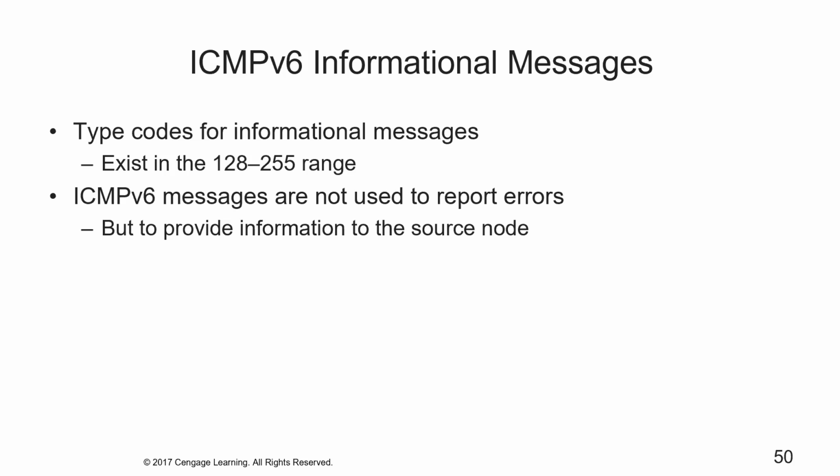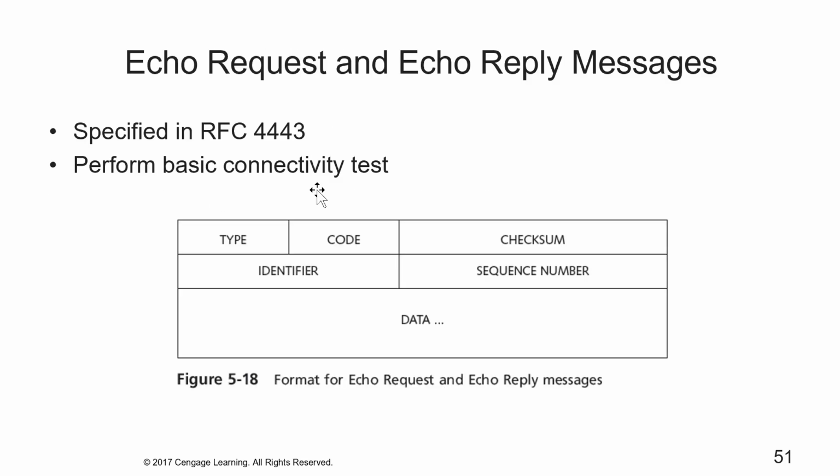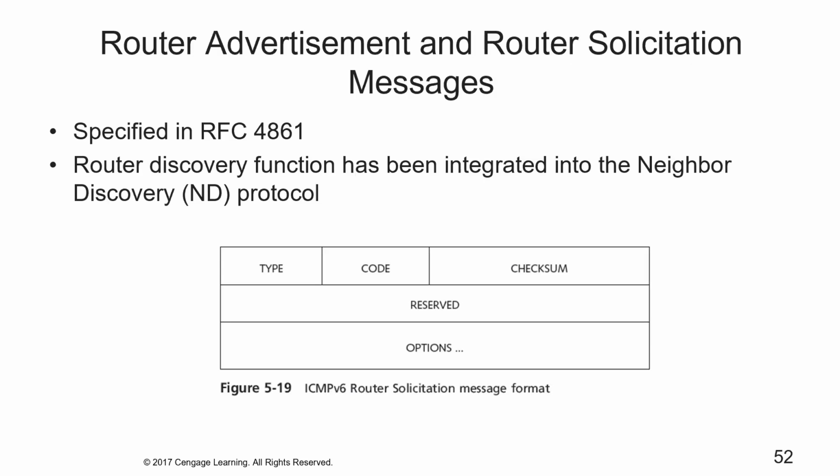So first example of a testing and diagnostic function, echo request and echo reply used by ping. It's specified in RFC 4443, and it's, again, a basic connectivity request. So in this figure, we have the format for the echo request and the echo reply messages. Next is router advertisement and router solicitation messages. So this is in RFC 4861. Router discovery function has been integrated into neighbor discovery protocol itself.